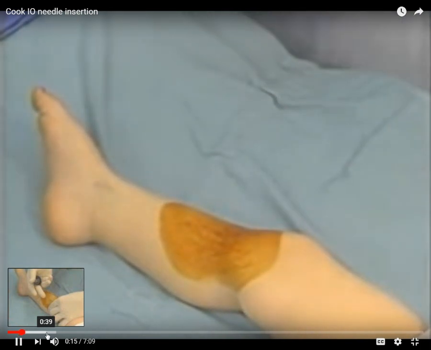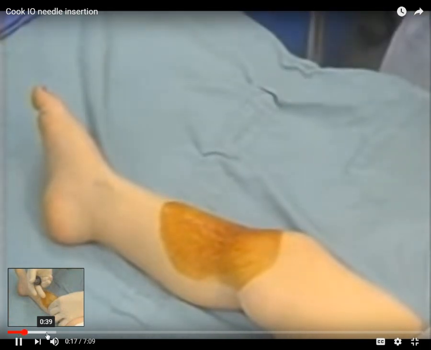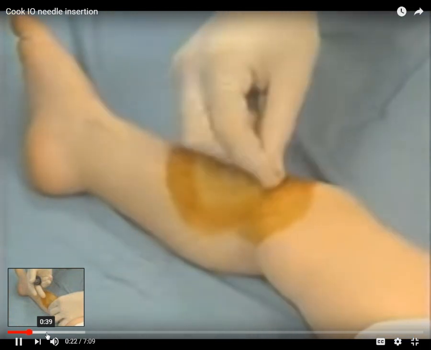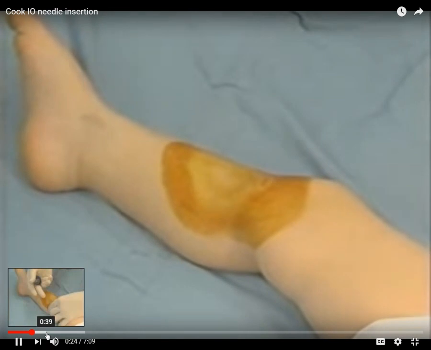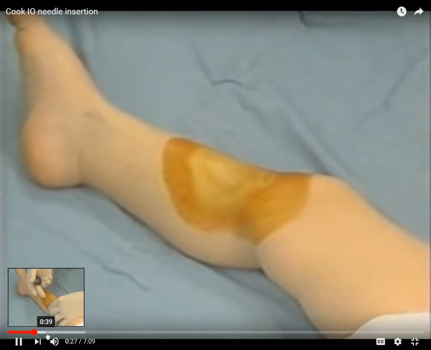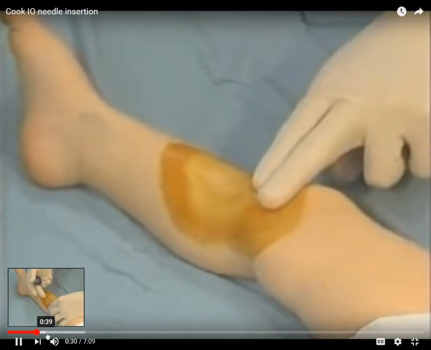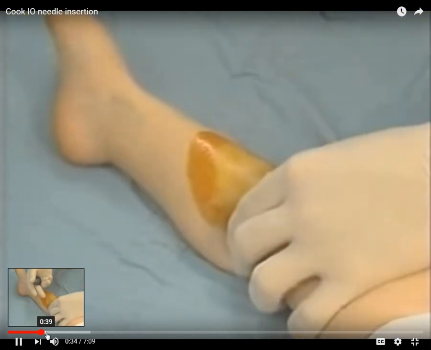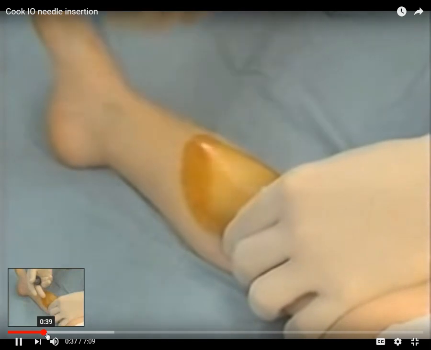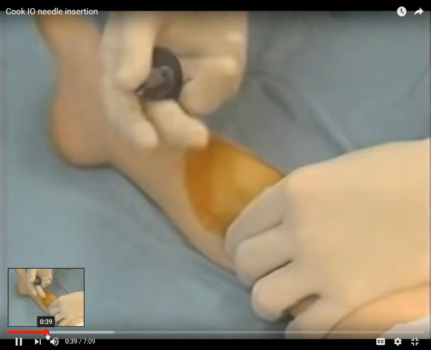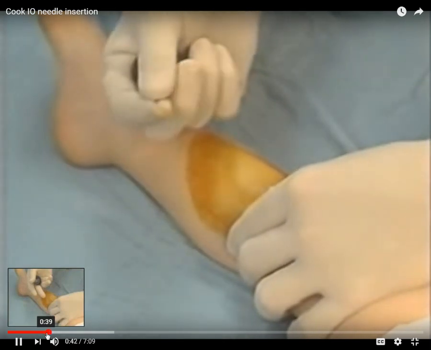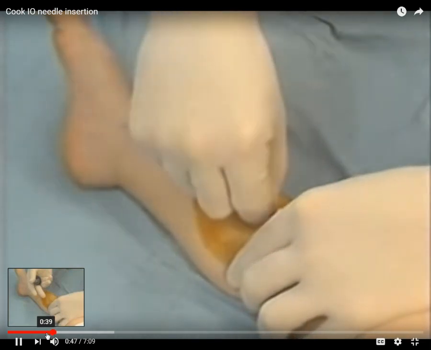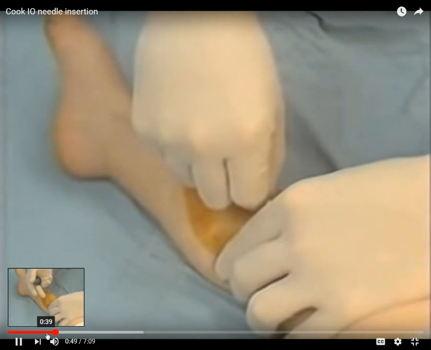The site is cleansed as for an IV with betadine and/or isopropyl alcohol if possible. In an emergency, this step shouldn't be belabored if those substances are not available immediately. The site is located by palpating two-finger breadths below the knee on the medial aspect of the proximal tibia. The needle is grasped with the butt end in the palm of the hand and the fingertips at the tip of the needle, resulting in a low center of gravity.